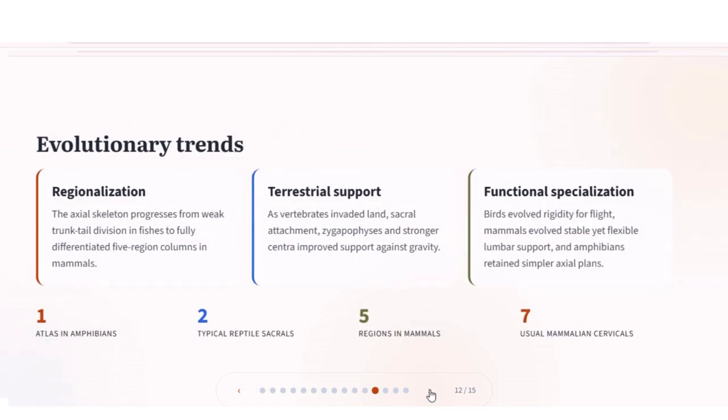The evolutionary trend, if we talk about regionalization, is that the axial skeleton progresses from a weak trunk-tail division in fishes to differentiated 5-region columns in mammals. For terrestrial support, all vertebrates invaded land from the water. Sacral attachment, zygapophyses, and stronger centra improved support against gravity. For functional specialization, birds evolved rigidity for flight, mammals evolved stable yet flexible lumbar support, and amphibians retained simpler axial planes.